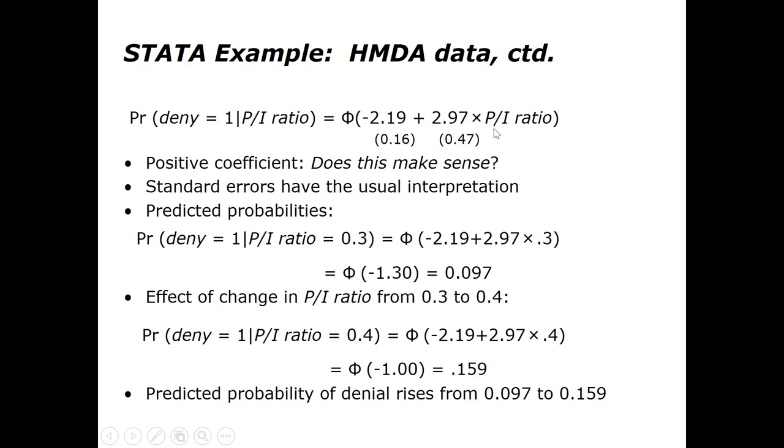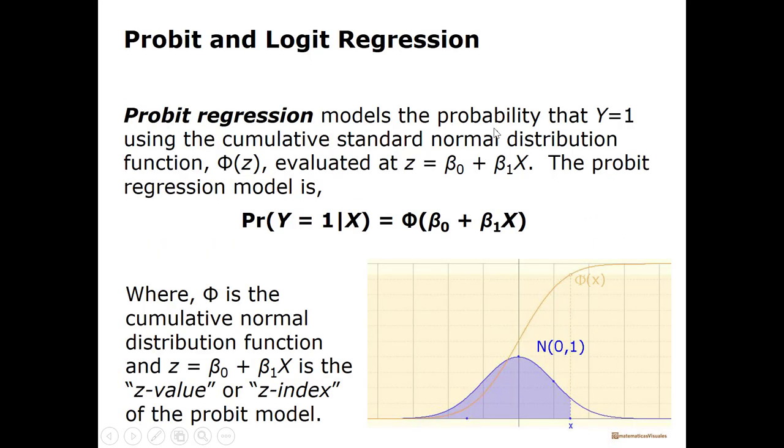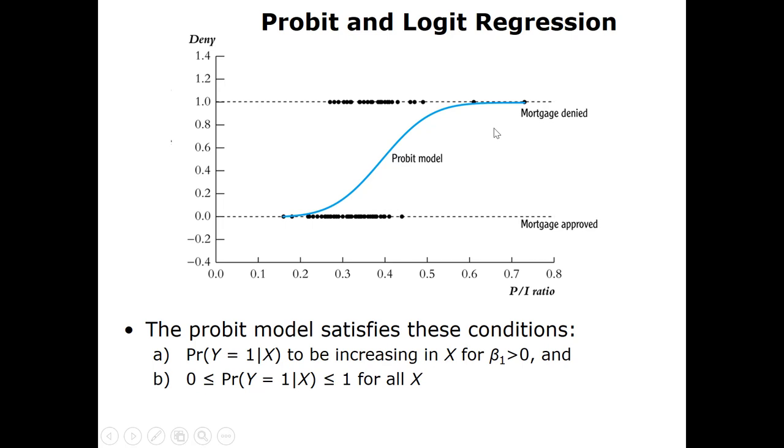PI ratio is basically, let me go back. I explained this in my previous video, but if you're watching it separately now and watching it for the first time, then it may not make sense. Notice this. On the x-axis, you have PI ratio. PI ratio is the debt payments to income ratio. So this could be monthly debt payment over the monthly income.